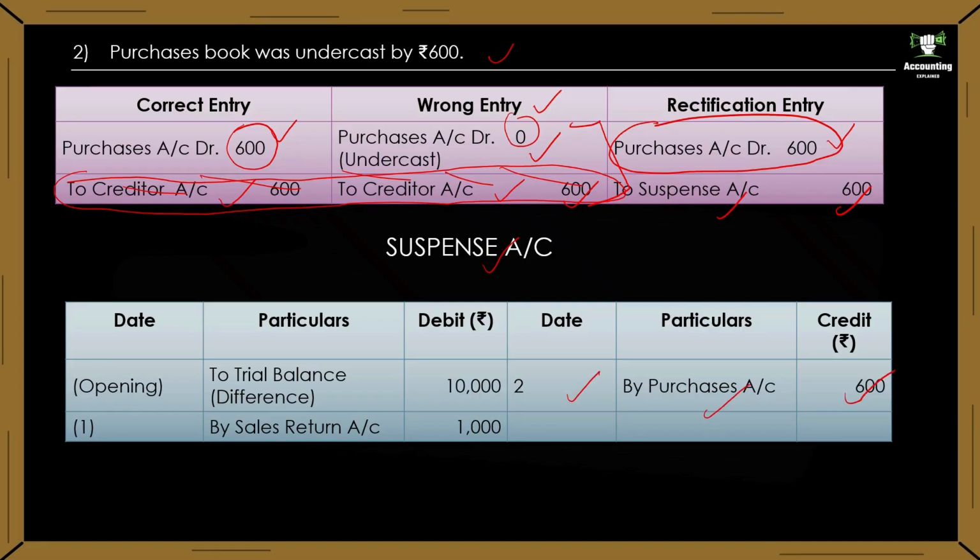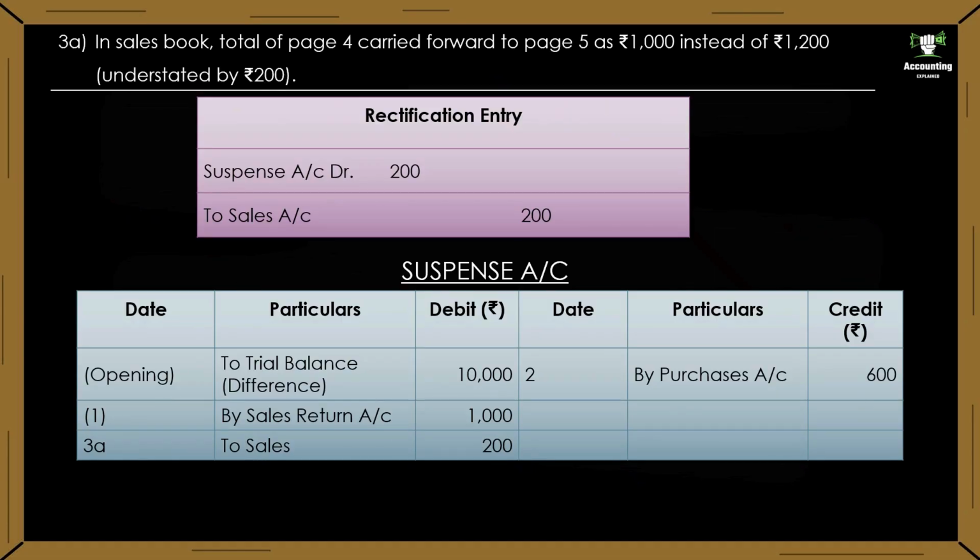There are two parts in the third transaction. I will take the first part. In sales book, total of page 4 carried forward to page 5 as 1000 instead of 1200. So instead of 1200, they have taken wrongly as 1000. So sales has to be increased by 200. Here, there are no two accounts involved, only the page total has been taken wrongly. Since from this page to the next page they have taken wrongly, suspense account has to be opened, because of this the trial balance is not going to tally.